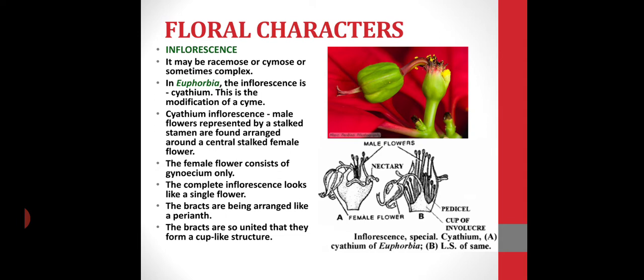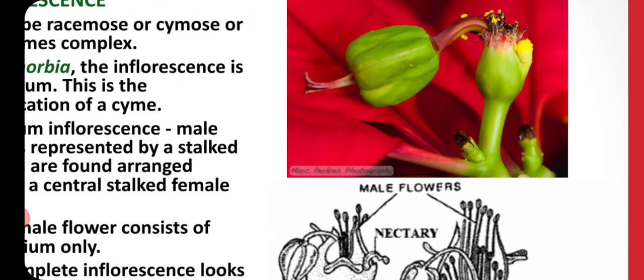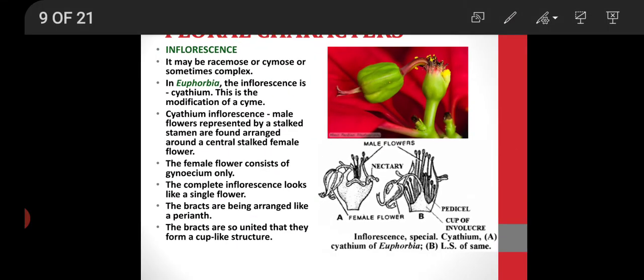So in the cyathium inflorescence, male flowers are represented by stalked stamens. It is not a petiole, it is a pedicel, that's why it is considered as a male flower, and they are found arranged around a central stalked female flower. The female flower consists of gynoecium only. Here we can see tricarpellary syncarpous ovary, the stigma and style are also there, and it represents the female flower. So the complete inflorescence looks like a single flower, with the bracts arranged like a perianth, and it forms the involucre.